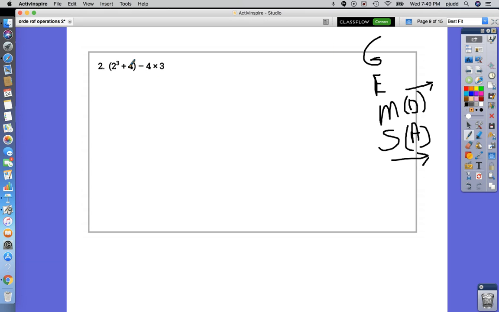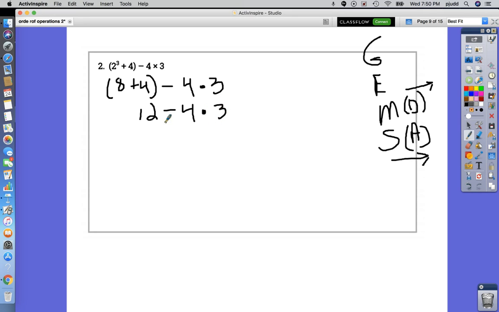So first I'm going to have to find the value of 2 to the third power before I can combine what's in the parentheses. So 2 to the third power means 2 times 2 times 2. So that is going to be 8 plus 4. Then I have subtraction, and I have 4 times 3. So 8 plus 4 is 12. 4 times 3.